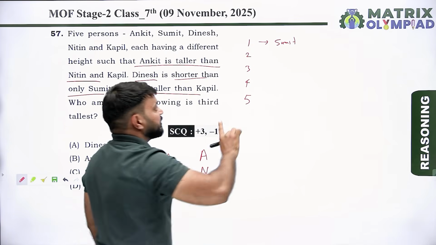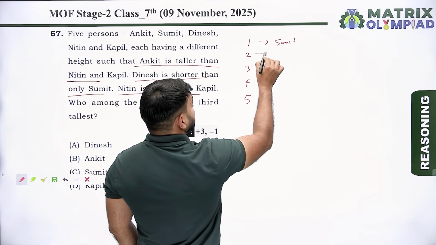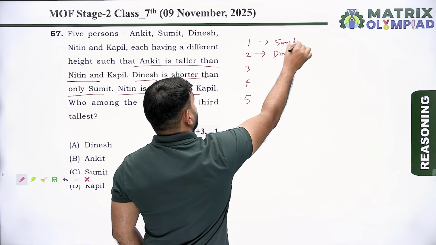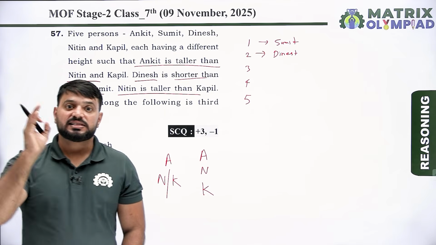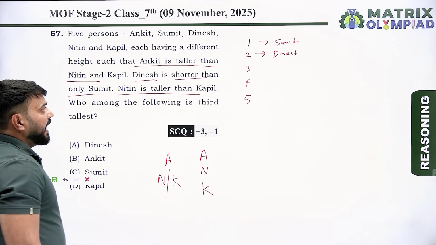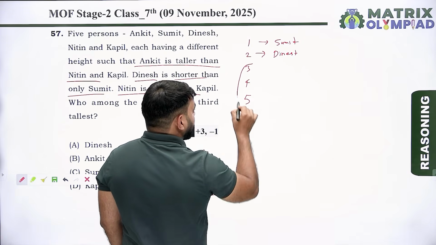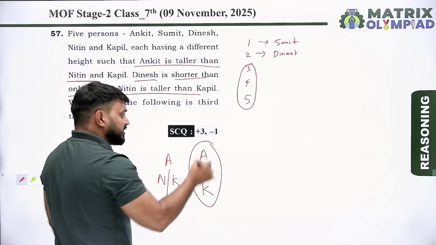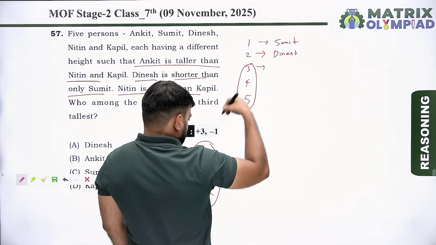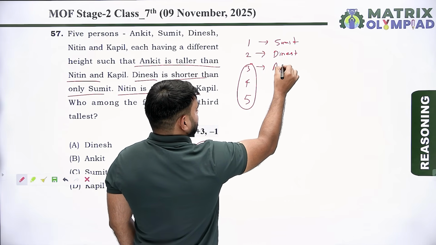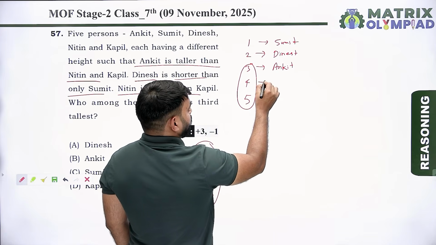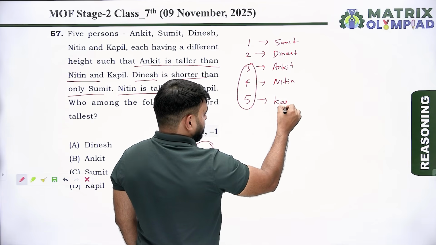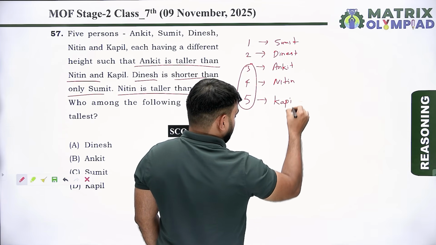Sumit is the tallest person among them, and Dinesh is the second tallest, because Dinesh is only shorter than Sumit. It means Dinesh is the second tallest among them. So now here only 3 places are vacant and only these 3 persons are left. So Ankit is third tallest, Nitin is fourth tallest, and Kapil is the shortest person among them.